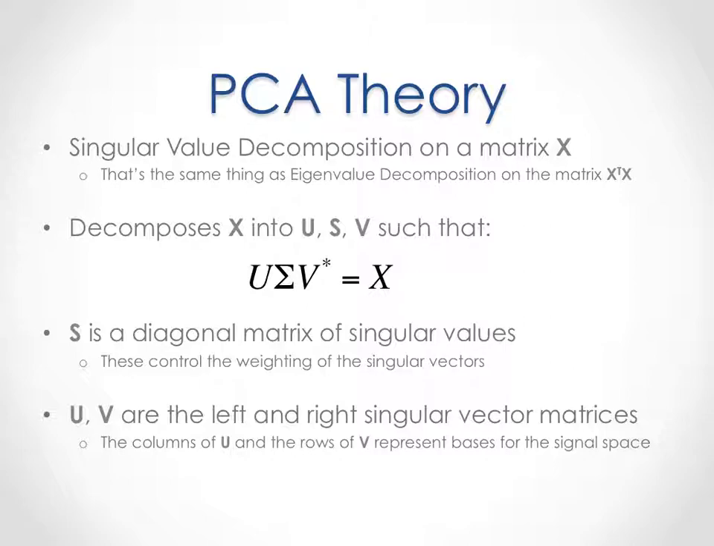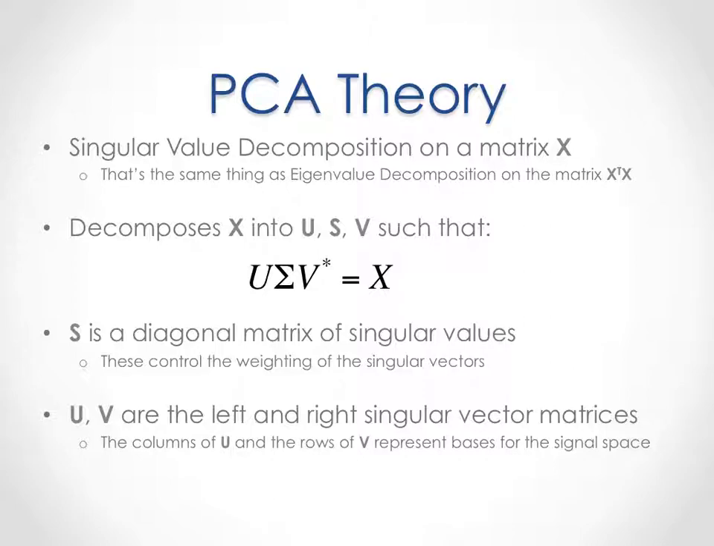Hermitian transposed there. So this sigma that I call S here, because usually we don't like to type Unicode letters into our code, so when we have a Greek symbol, we just turn it into the English equivalent. In this case, we represent that as an S. So this sigma is a diagonal matrix of singular values, and these control the weighting of the singular vectors. So diagonal matrix means everything off the main diagonal is zero.